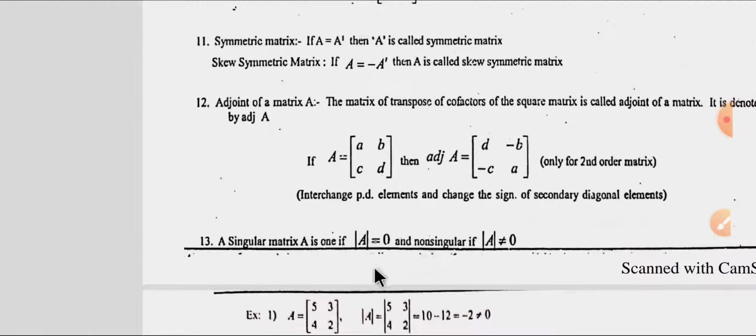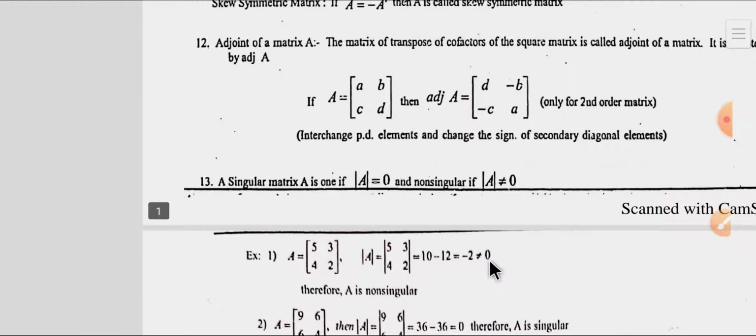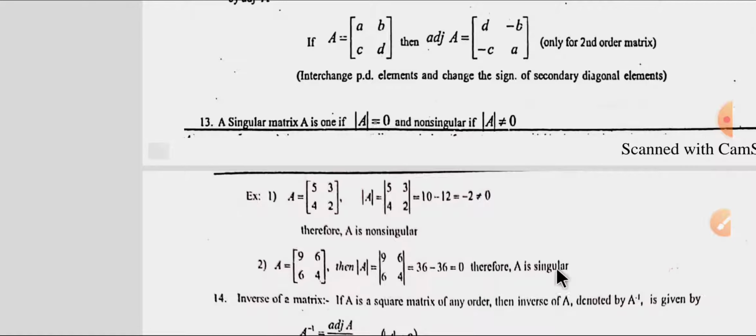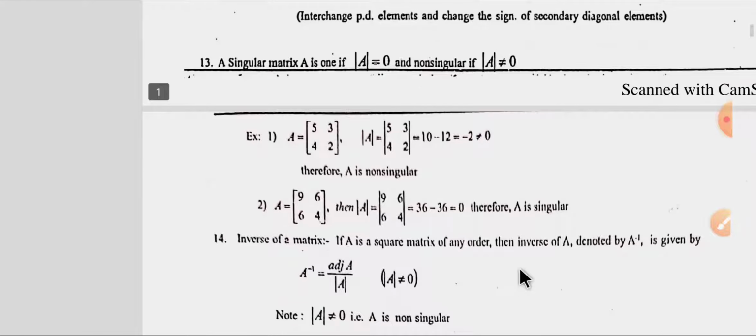Now the next definition is the singular matrix. What is a singular matrix? A matrix is said to be singular if the determinant of A equals 0, and non-singular if its determinant is not equal to 0, and every non-singular matrix has an inverse. Remember this note. Here, for the first matrix the determinant is 5 times 2 minus 12, which is not equal to 0, therefore A is non-singular. And here, 9 times 4 is 36, and 6 times 6 minus 36 equals 0, therefore A is singular.